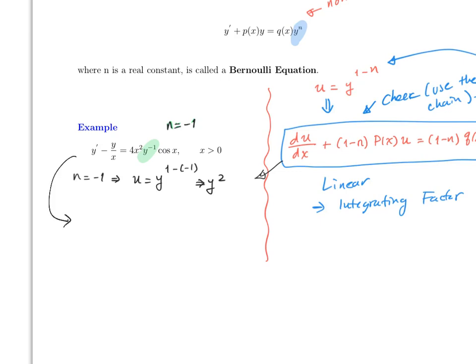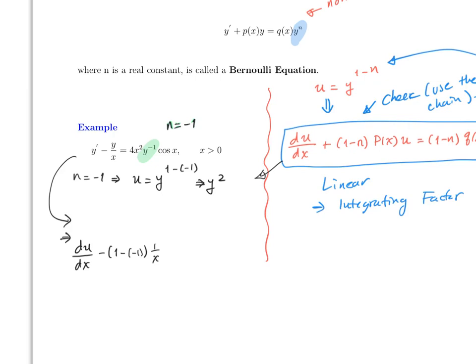So from here, we're going to get that du/dx minus (1 minus (−1)), which is the value for n, times p(x). Remember that p(x) is 1 over x. That's why we have the minus here.